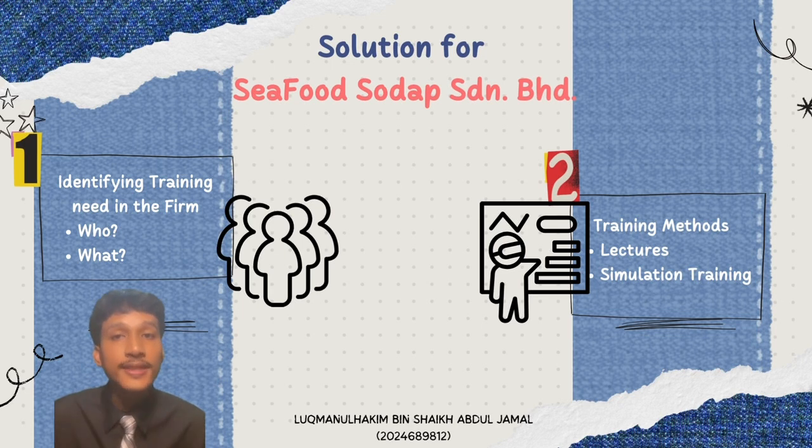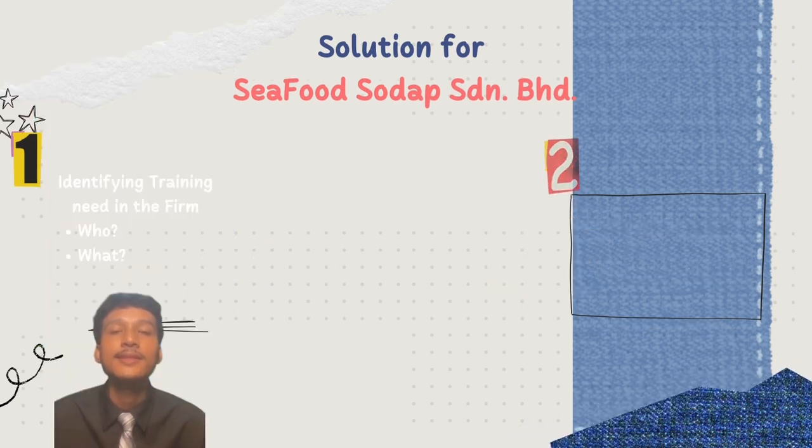Second is simulation training. Employees can practice real-life situations like handling an angry customer or solving a complaint. By role-playing in a safe environment, they learn how to respond calmly and politely without the risk of upsetting a real customer. By using both methods together, customer service staff gain not only the knowledge they need, but also the practical skills to deal with customers effectively. This leads to better service quality and happier customers.